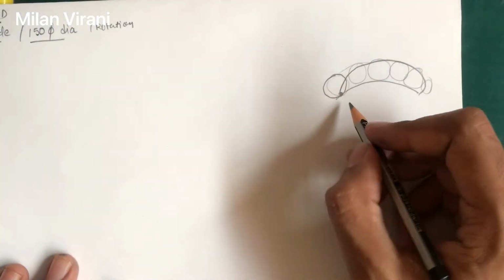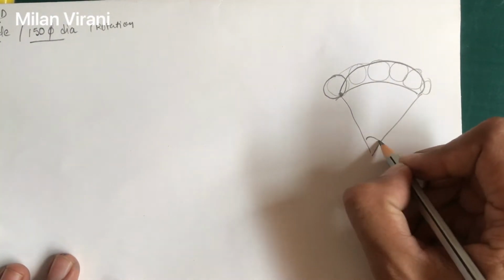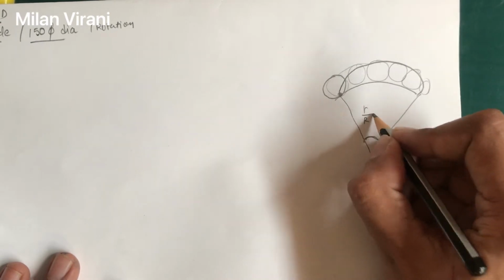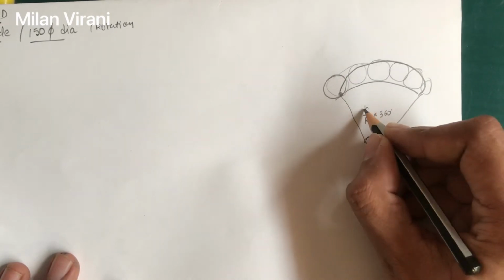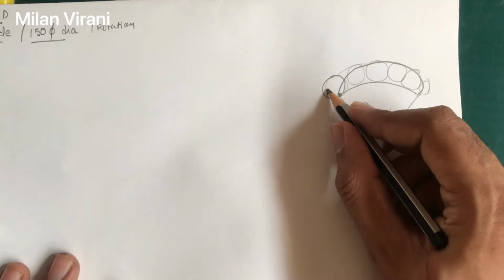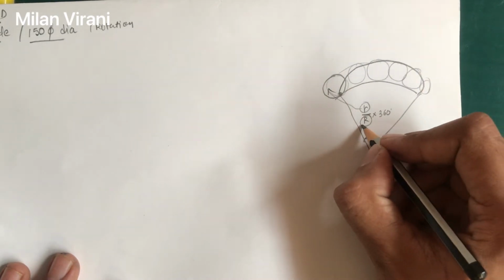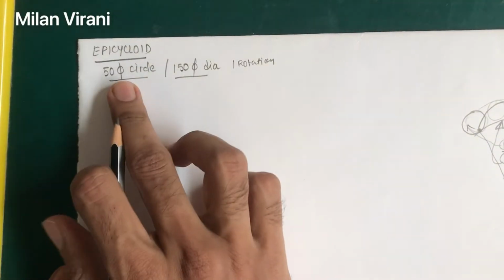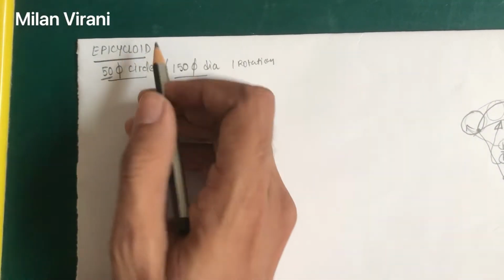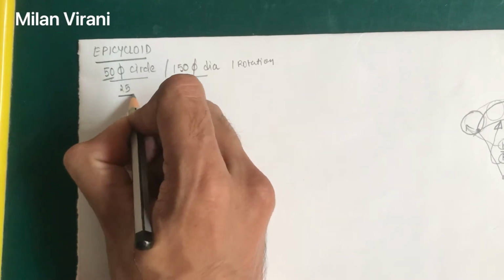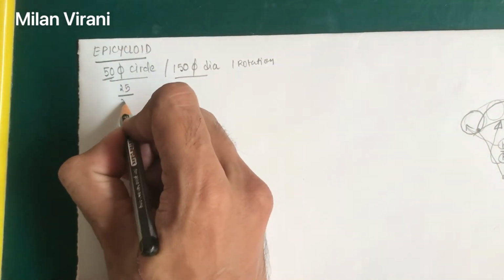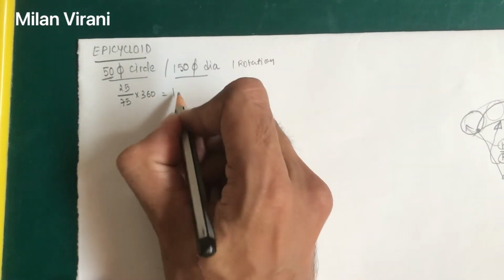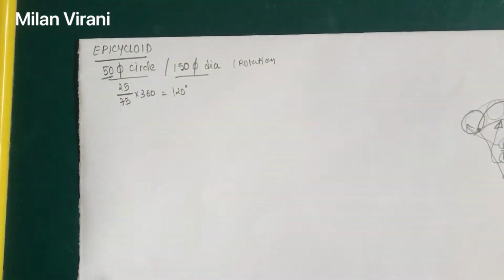When you see this epicycloid, internally there is one angle. The formula for this angle is small r upon capital R into 360. Small r represents the radius of this circle, and capital R represents the radius of the path, because the path is also circular. In our case, the radius of the small circle is 25, the big circle is 75, into 360. When we calculate, it is 120 degrees.